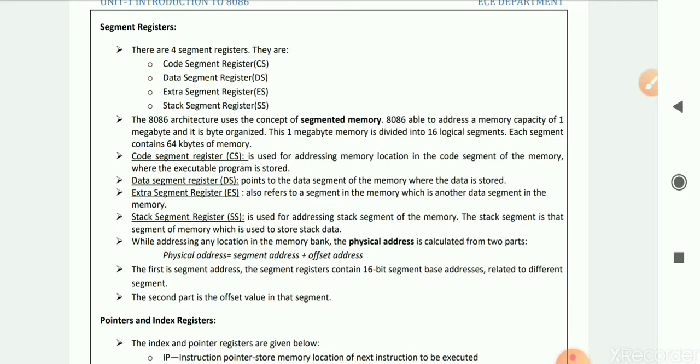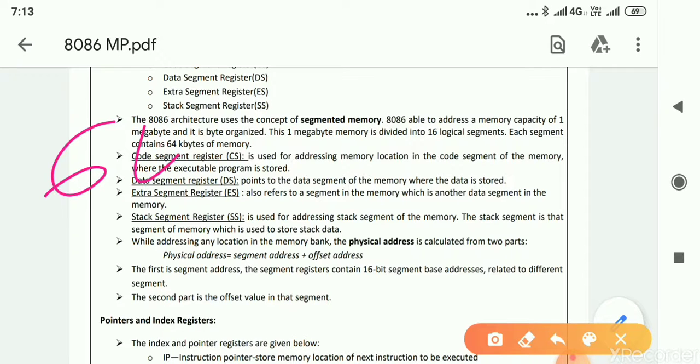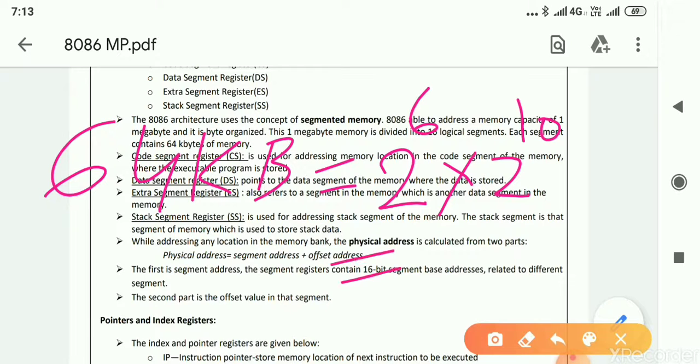One more concept in the segment registers: if you need to calculate the physical address of the memory, you need to add the offset address to the segment address, because the segment size is 64 KB. 64 KB can be written as 2 to the power 6 into 2 to the power 10. Okay, so it is 2 to the power 16. So these are all 16 bits.